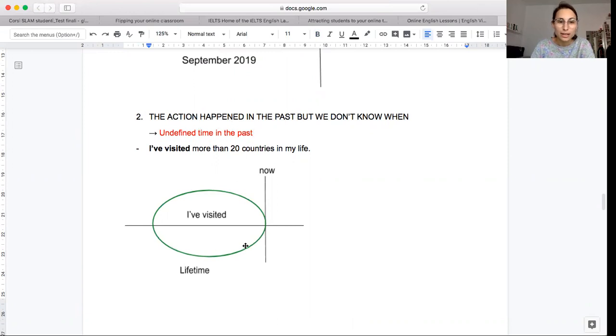So this is my life, nice red, green circle. Let's imagine that I was born here, okay? And in my life, so in my lifetime, I visited. It's not important when, okay? But the important thing is that I've done it, okay, in my lifetime. So I'm not saying when I did it, but I'm saying that it was an experience in my life. So when you want to talk about experiences in your life, you use the present perfect.